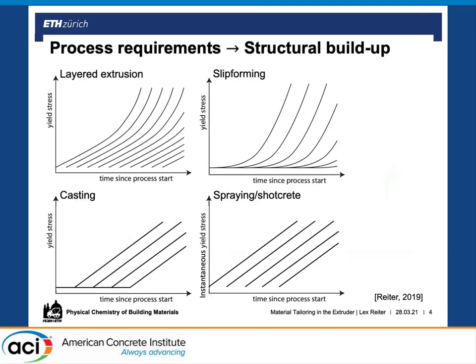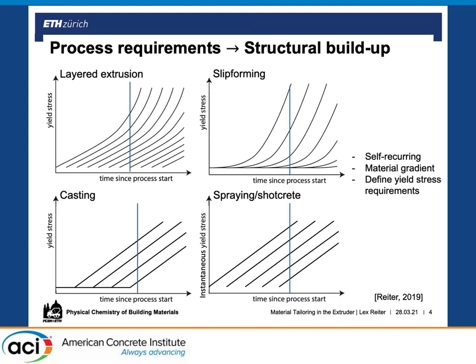This is also true if we want to limit formwork pressure, for example, for casting processes, which could be very interesting for weak formworks. And for spraying, we have very similar requirements too. So what is common here is that we have a self-recurring process where for every layer we have the same characteristic need. There has to be a material gradient inside. Looking at this blue line, you can see that for every layer, we need a different yield stress. And we can define that by a physical requirement.